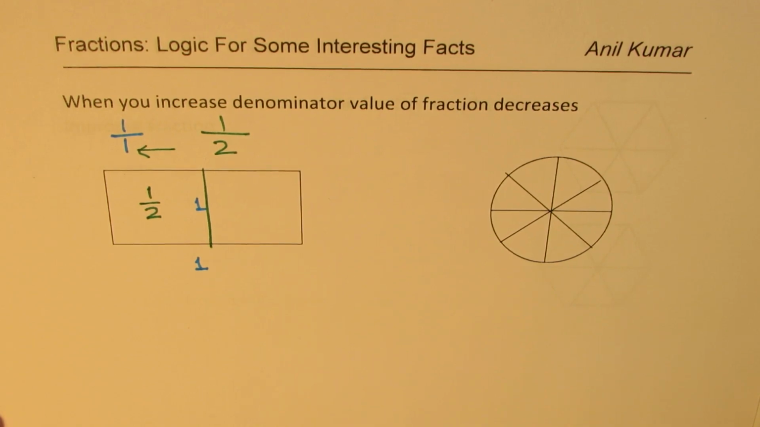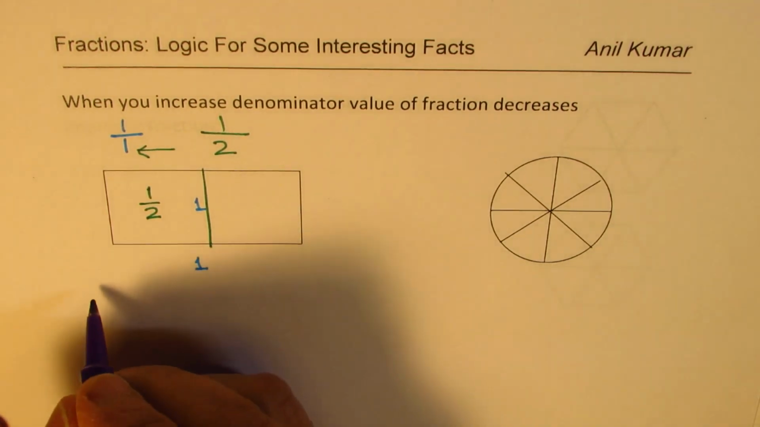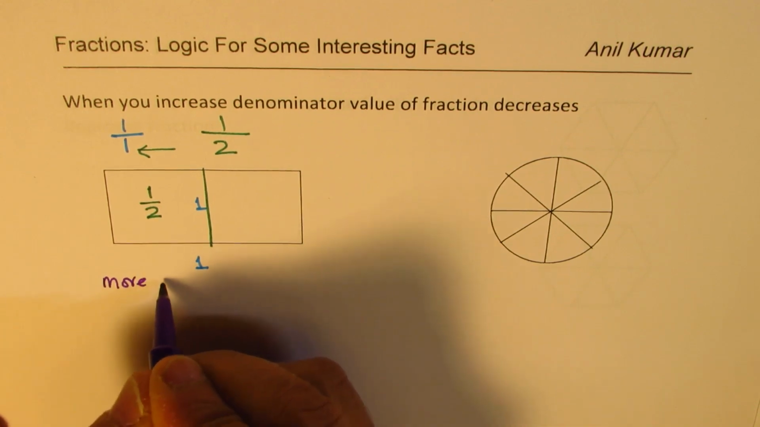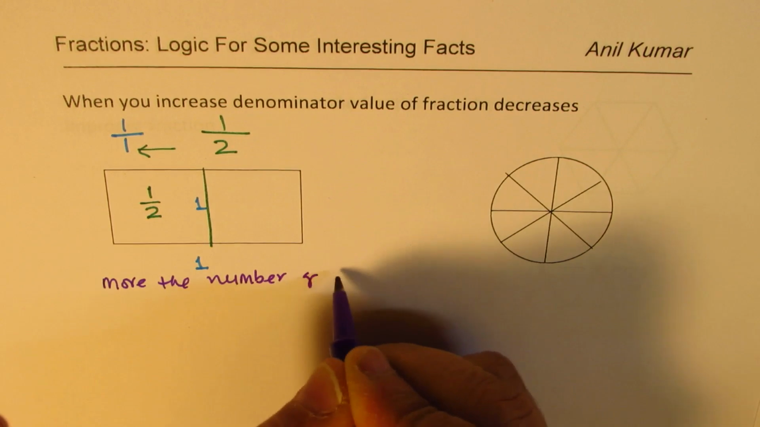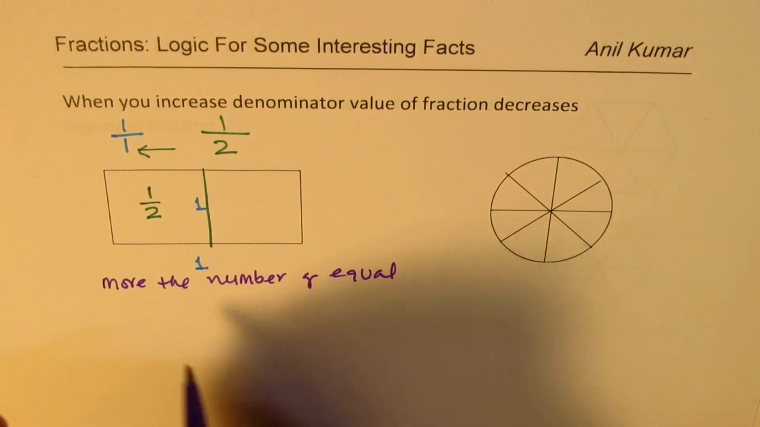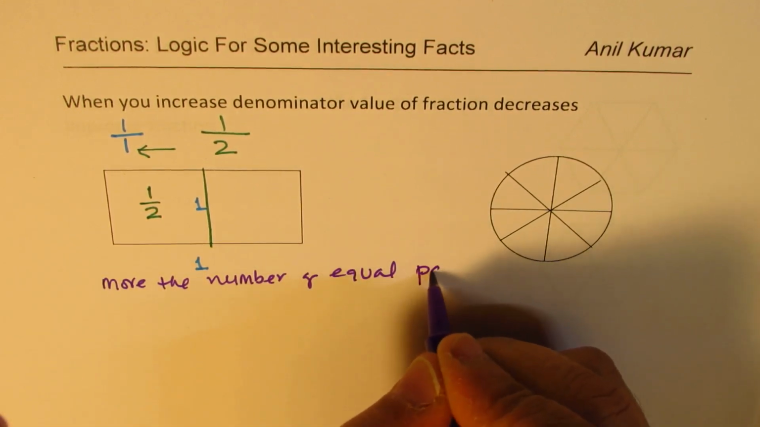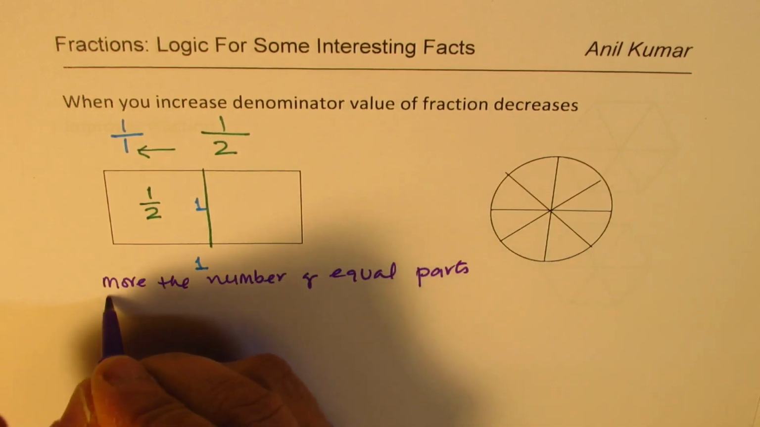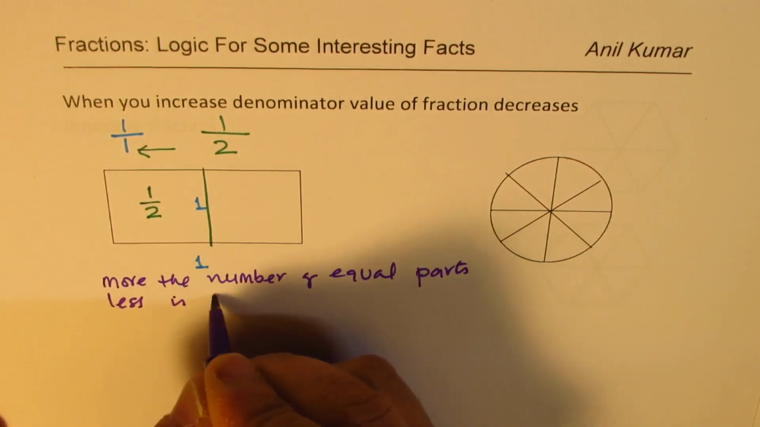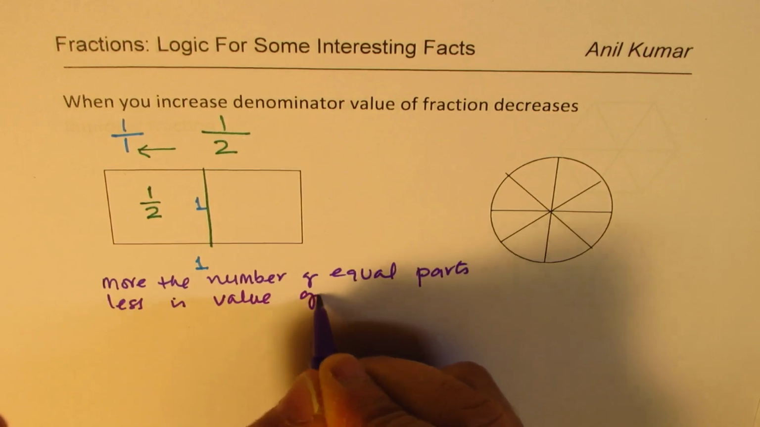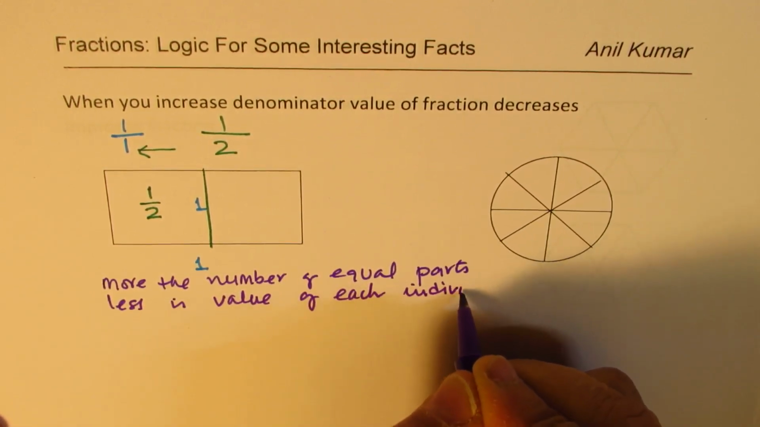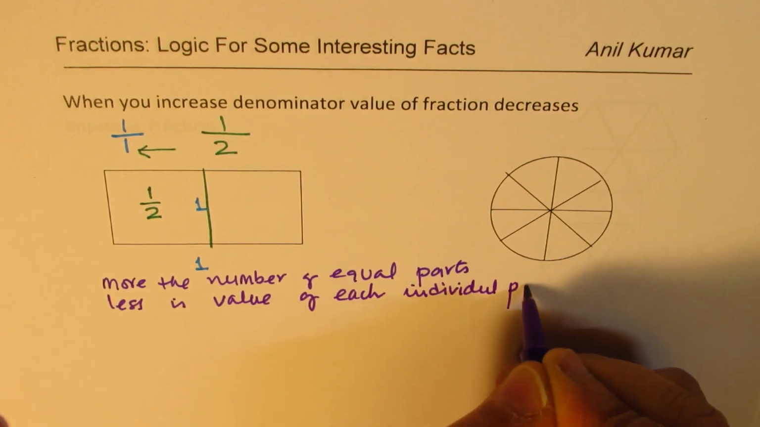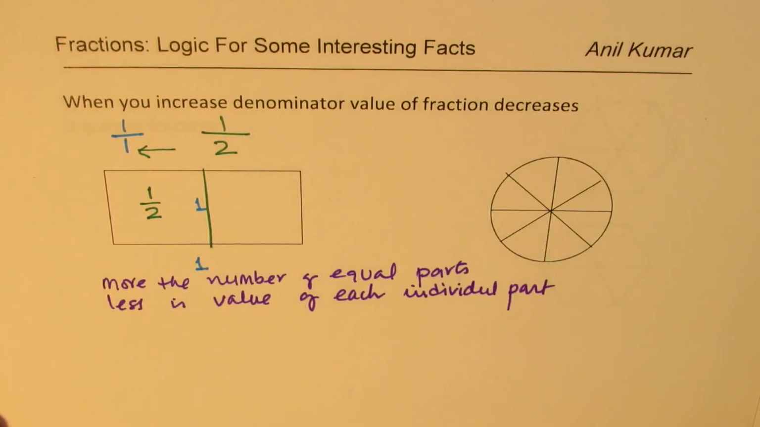It decreases. You can see that the more parts we have, we'll write equal parts, the more the number of equal parts, the less is the value of each individual part, right? So 1 over 2 becomes much lesser than 1.